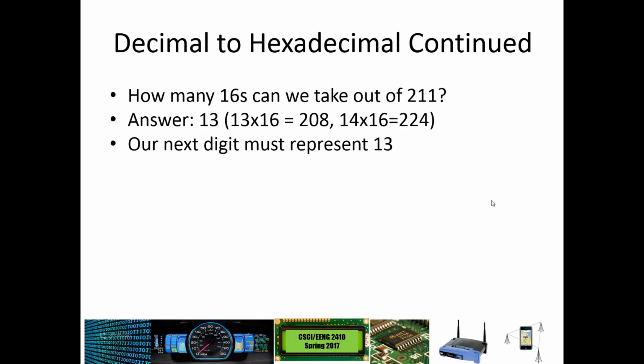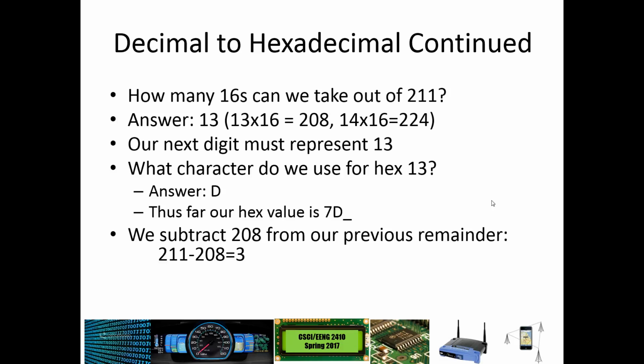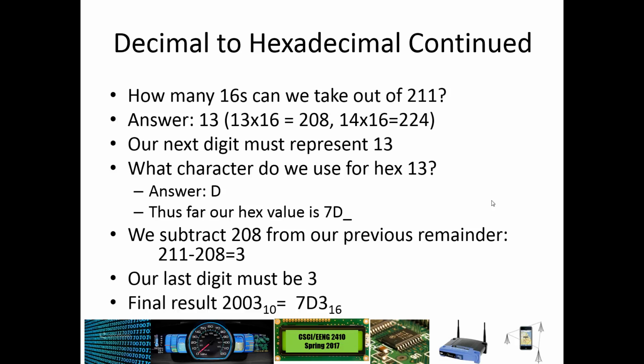The problem is we can't just put a 1, 3 down there, because that would be confusing as to whether we meant 13 or we meant for that 1 to actually be in the next place value. So we're going to use the character D for representing 13 in hexadecimal. So far we've got 7D, and then how many did we have left over? Well, we have 3 remaining, because we just took away 208, and so in hexadecimal we can simply write that 3 down. That's our last digit. So we have 7D3 in base 16, or hexadecimal, is equal to 2003 decimal.